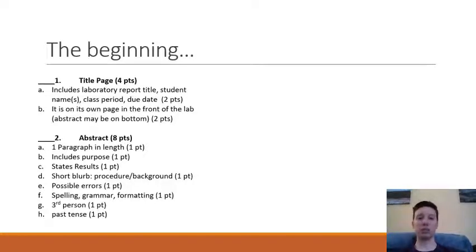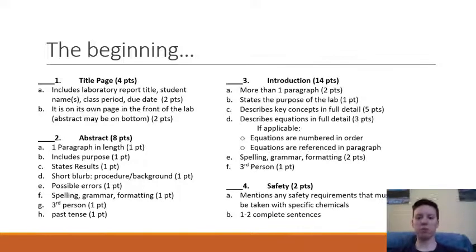The abstract is the Spark Notes. It's the summary, the quick lookup of what you did in the lab, what you found, and the errors that may have occurred. Make sure you state the results in a succinct way, and then a short bit of information about procedure. If it's a titration, that is a procedure. The error that you include should be correct. It should be a reasonable error that may have occurred during your lab and relate to how the results are.